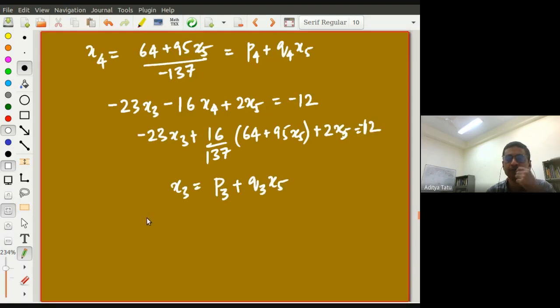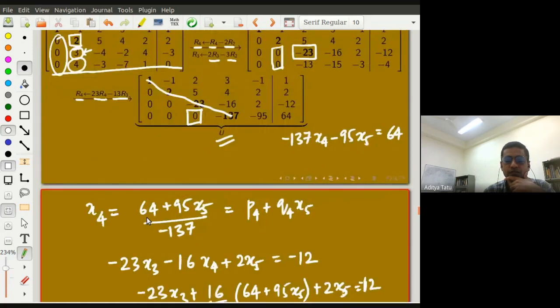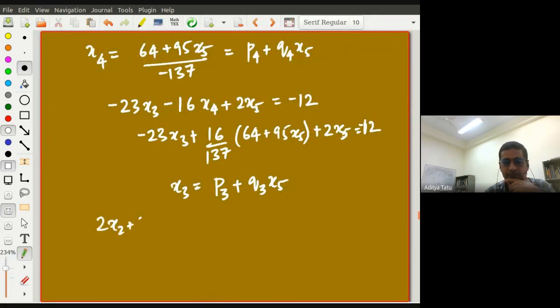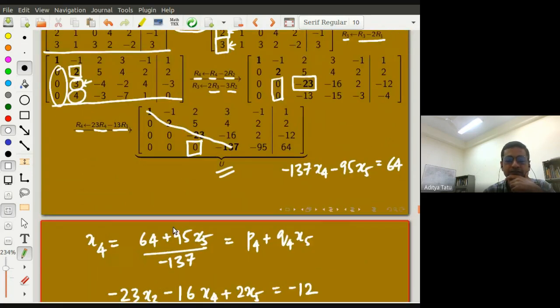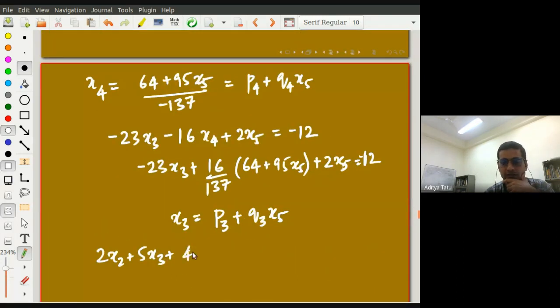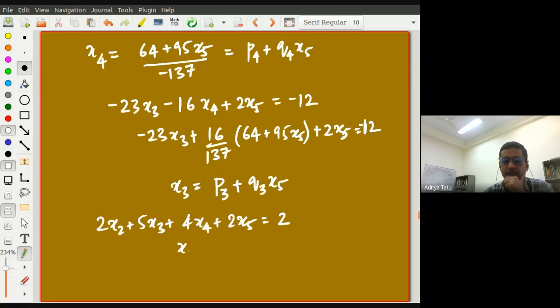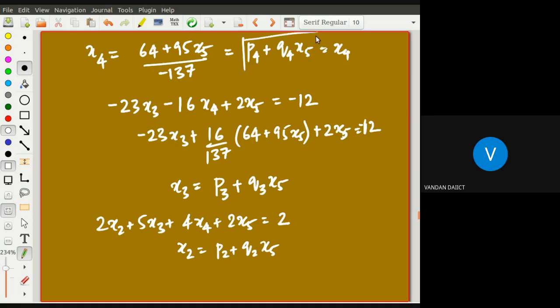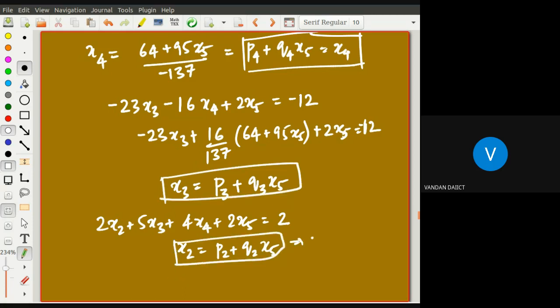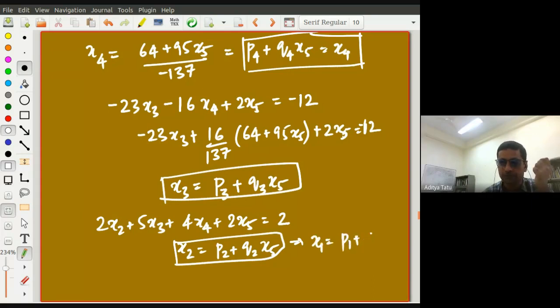Then what do we do with this? 2x2, 5x3, 4x4, 2x5 equals 2. So what is the solution? x2 would be some P2 plus Q2 times x5. I hope everyone is following this. Similarly x1 can also be written as P1 plus Q1 times x5. That will give us something like x1 equal to P1 plus Q1 x5.